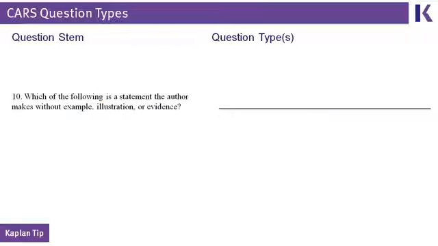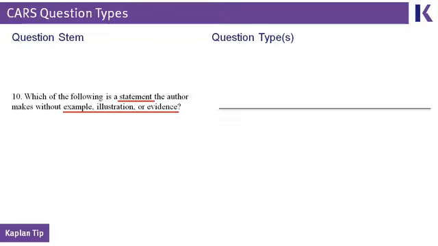And finally, number 10. In number 10, we're asked to find in the answer choices a statement that the author does in fact make, but doesn't support with example, illustration, or evidence. So these answer choices are going to be tricky to get through. You're going to have to find all of them in the passage and then reason how strong the author's argument is at each of these answer choices. Are there examples and illustration and evidence at each of those places? If not, then you'd find your right answer.